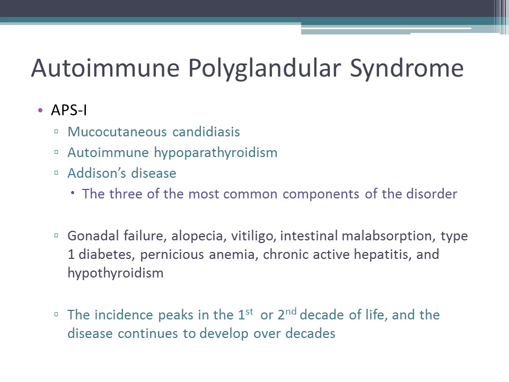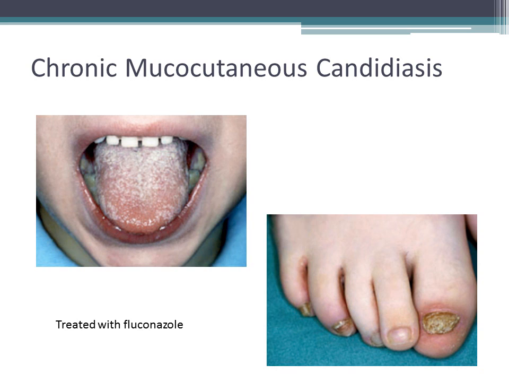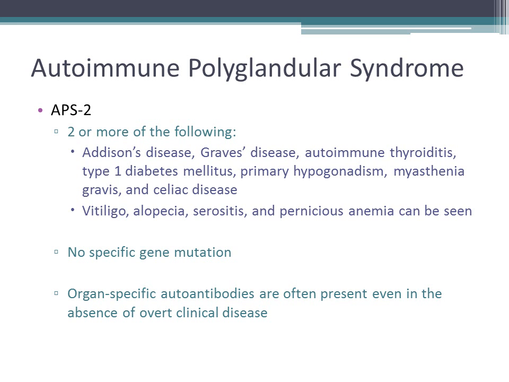Now, people with APS1 can present with so many other autoimmune disorders like gonadal failure, alopecia, vitiligo, intestinal malabsorption, and so forth. They usually present at a younger age. And here you can see features of mucocutaneous candidiasis, the tongue and the toenails. APS2 has a later onset in general. No specific gene mutation because it's polygenic, and organ-specific antibodies are often present even in the absence of overt clinical disease. This is a bit important.